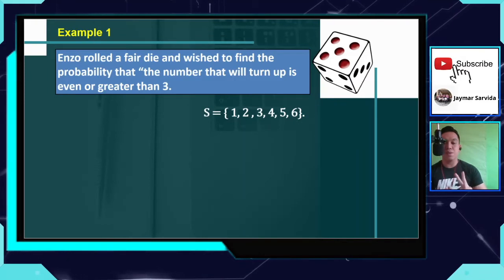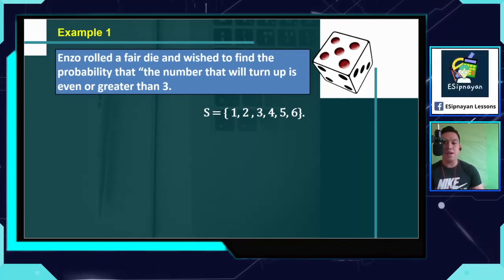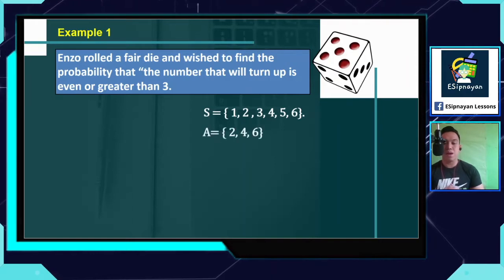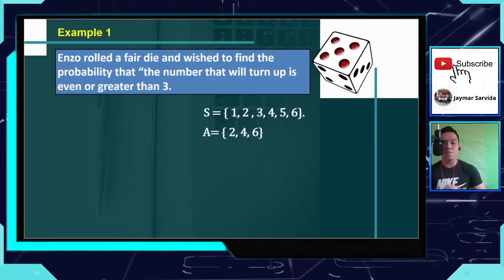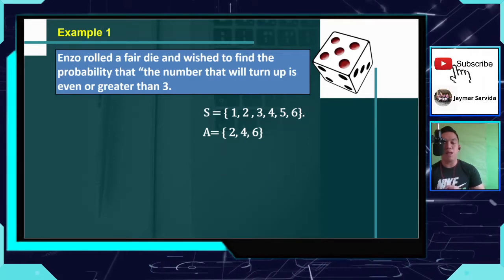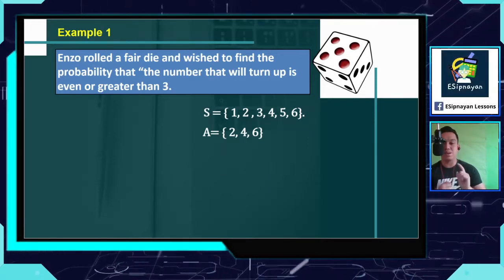And we have two events here. Event A, the number that will turn up is even. So we have event A, 2, 4, 6. Okay, so set A contained the elements 2, 4, 6. So in event A, the number of favorable outcomes is 3.